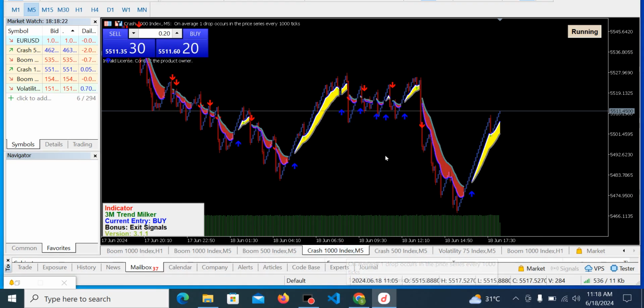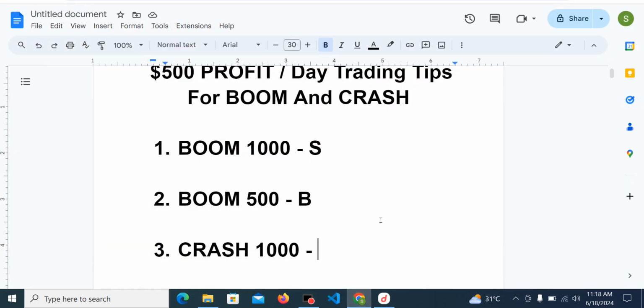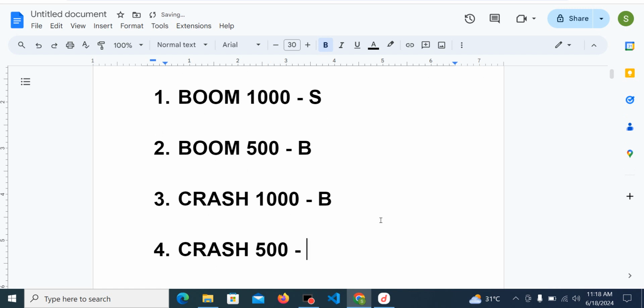Okay, next asset is going to be Crash 1000. Crash 1000 actually started a downtrend, and of course got to this support zone, was unable to break out below it, so it started a buy trend right from there. We got the blue arrow from here, and of course the uptrend flag from here, and it is still buying at the moment. So this is going to be giving us more of a buying opportunity than a selling opportunity.